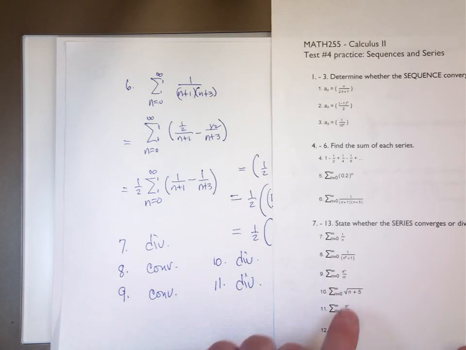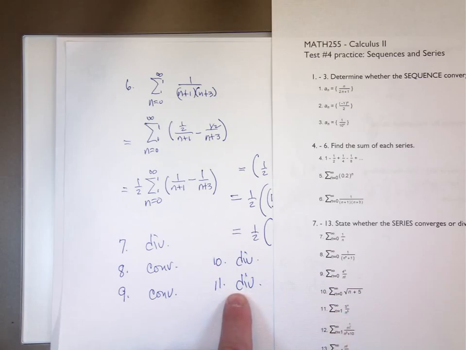Number 10, however, diverges because that term does not go to 0 as n goes to infinity. It goes to infinity. If the terms are going to go to infinity, the series will diverge. Number 11, 5 to the n is exponential form, n to the fifth is polynomial. Exponential forms increase faster than polynomials. Therefore, these terms are not going to go to 0. They will go to infinity, causing the series to diverge.